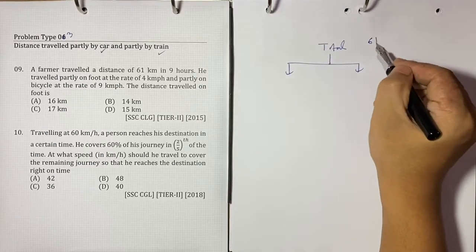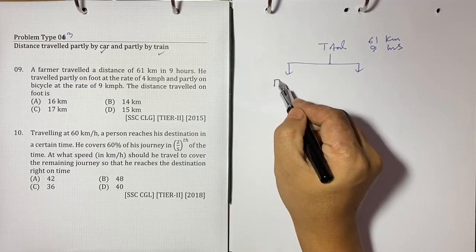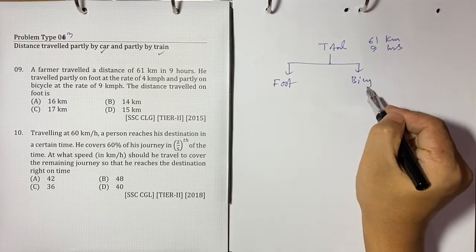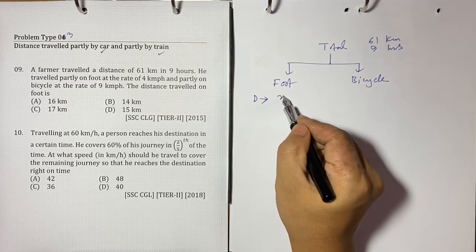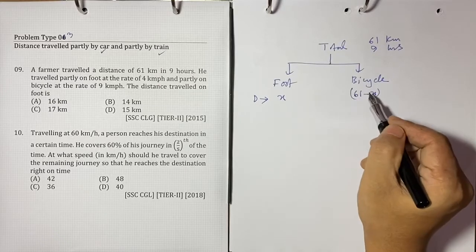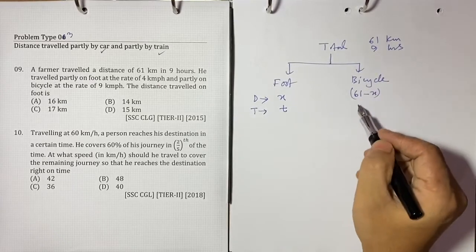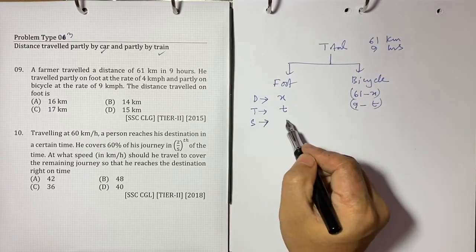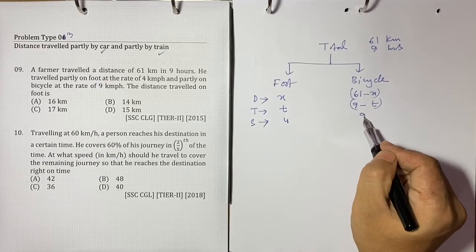Total distance is 61 km. Time is 9 hours. He traveled on foot and he traveled on bicycle. Let the distance on foot be x. Then the distance on bicycle is 61 minus x. Let the time on foot be t. Then the time on bicycle is 9 minus t. In the question, the speed on foot is 4 km per hour and the speed on bicycle is 9 km per hour.